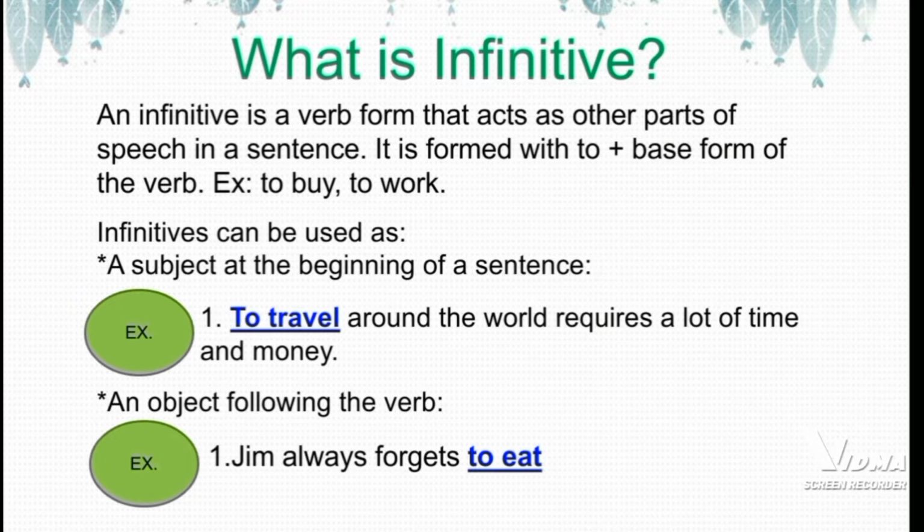Here the word travel is the verb, or the form of the verb is "to" plus the base form of the verb, which is an infinitive, and it works as a subject at the beginning of a sentence. And the second one is, sometimes infinitives are used as an object following the verb. For example, Jim always forgets to eat. The infinitive "to eat" follows the verb forgets, and that's why it functions as an object of the sentence.